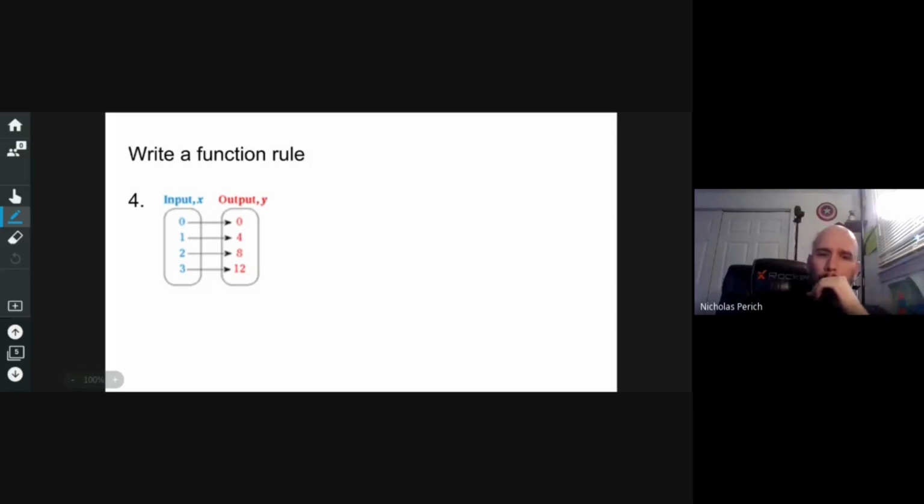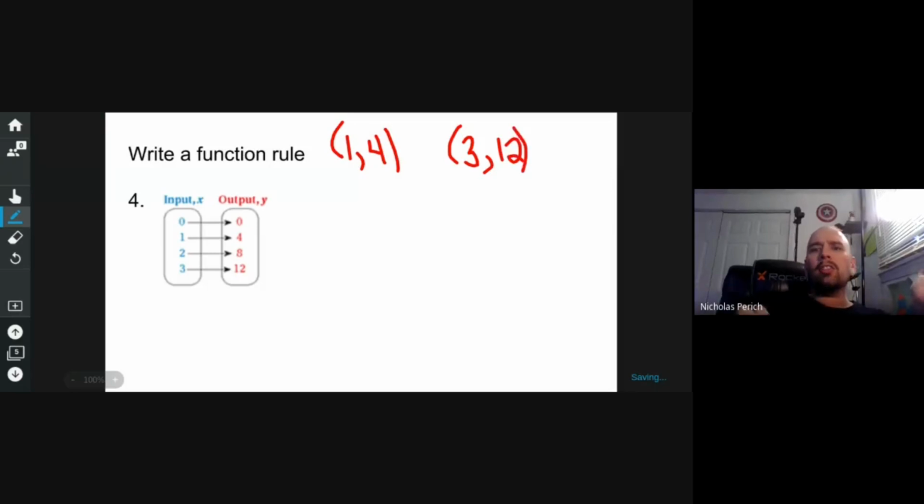Here's the long way. I'm given 2 sets of data. I could take any of those. I have 4 points here. Take any of those 4 points: 1, 4, and 3, 12. Why not? It's asking me to write out a function rule.